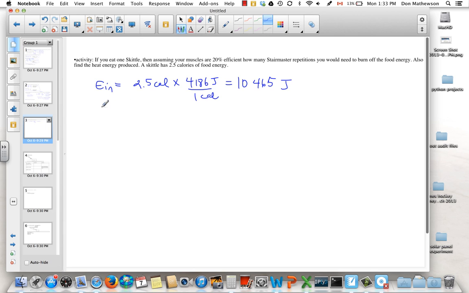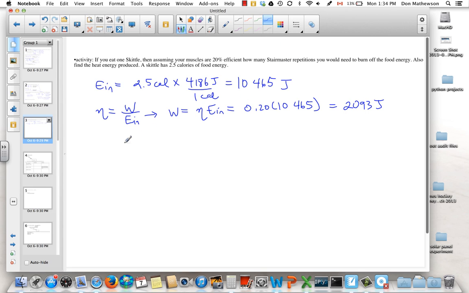Now, we'll use the efficiency ratio next. It's the energy output, which is the useful work, over the energy input. So the amount of exercise that you'll need to do depends on the 20% efficiency, and then this amount of food energy that we want to burn off. And that tells us that we have to do 2,093 joules of useful work.